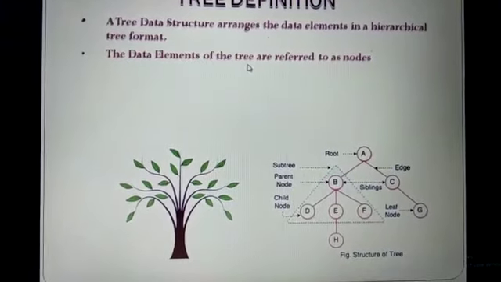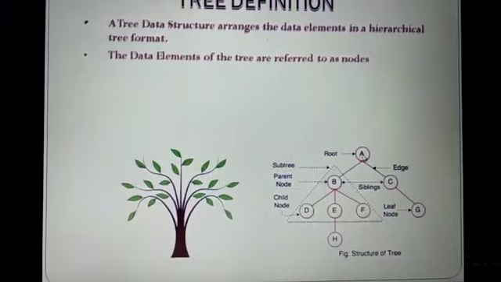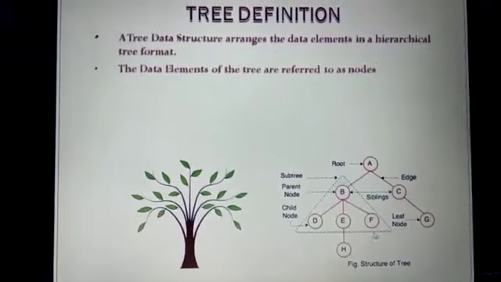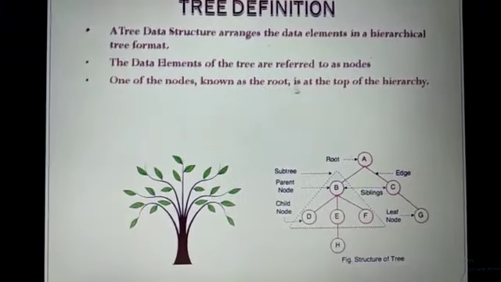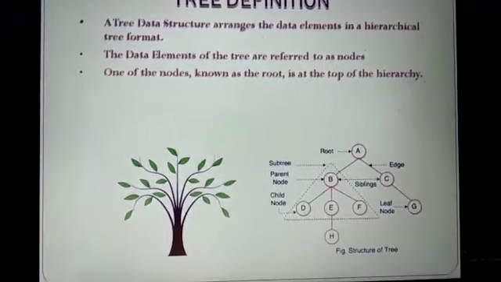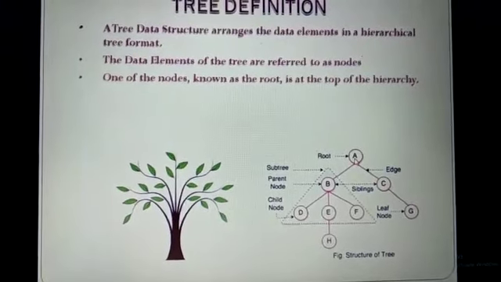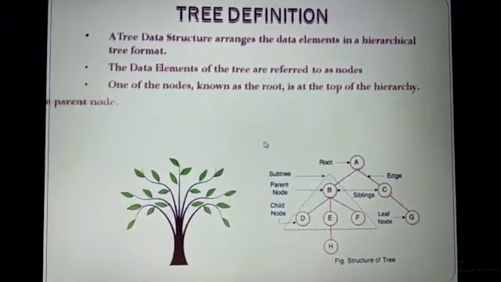The data elements of the tree are referred to as nodes. In our tree data structure, the elements A, B, C, D, E, F, G, H are referred to as nodes. One of the nodes known as the root is at the top of the hierarchy. In this example, the first node A is called as the root node because it is the first node of this tree.